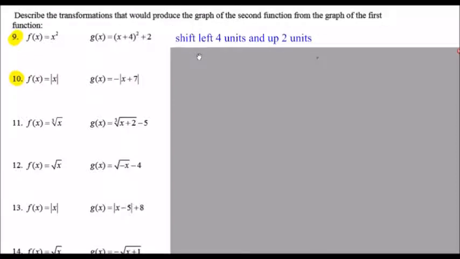Okay, so hopefully you said it shifts left 4 and then up 2. Keep in mind it's the left 4. It's not right, even though it's a plus.